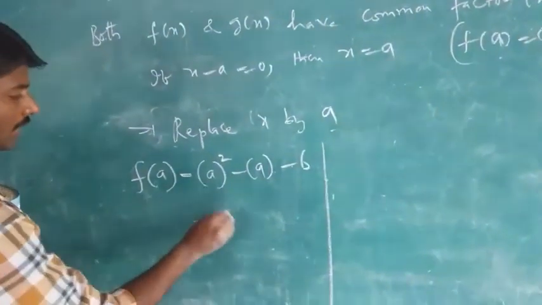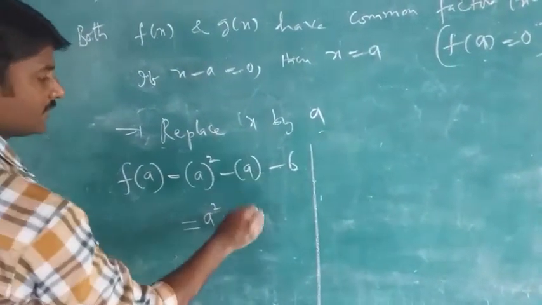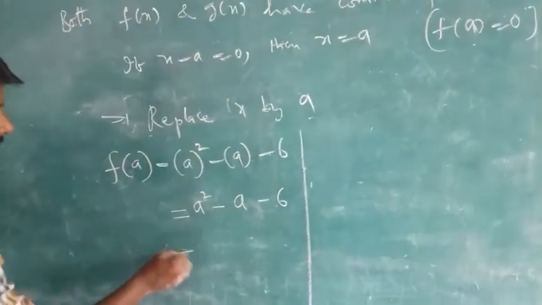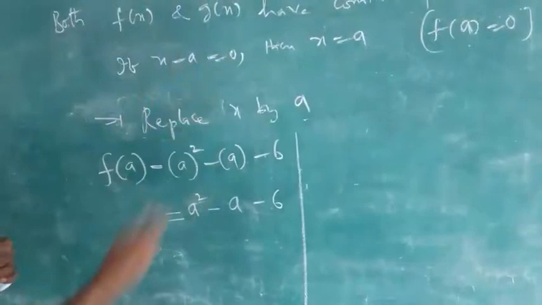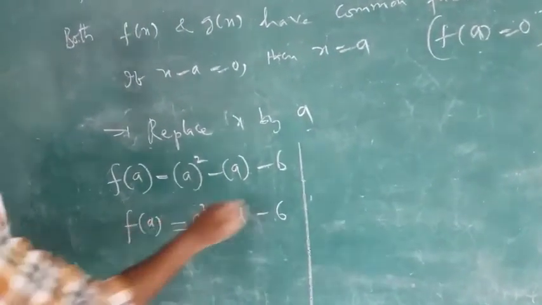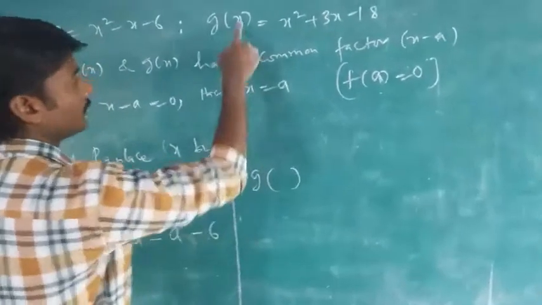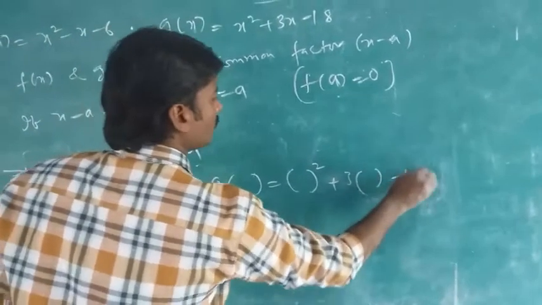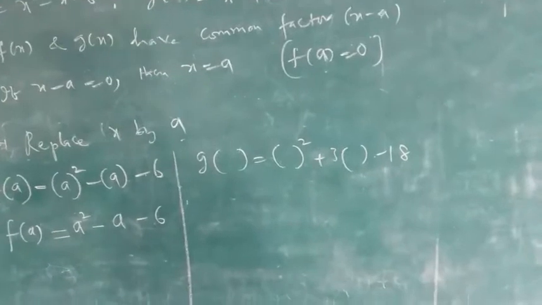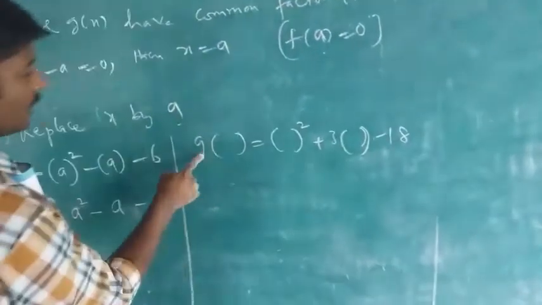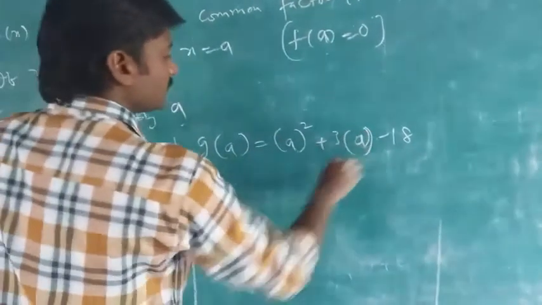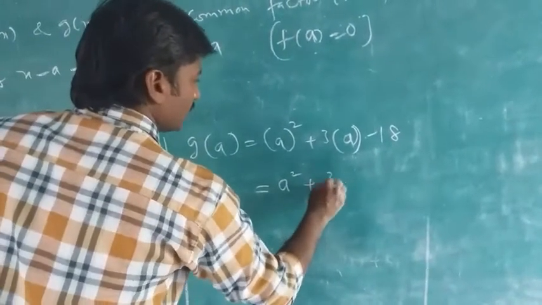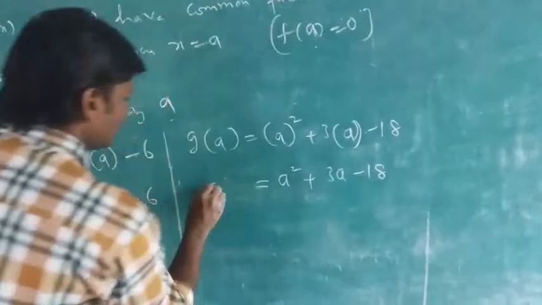Now a square minus a minus 6. Now go for g of a, the same thing again. Replace x wherever it is here, because both have a common factor. Here also replace with a. What will you get? a square plus 3a minus 18. This is g of a.